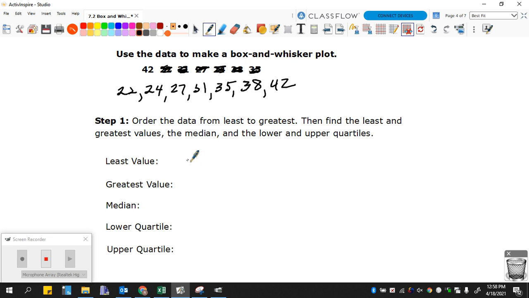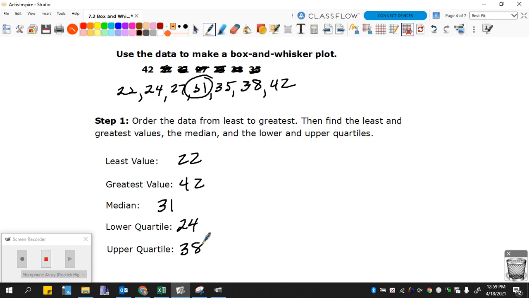Least value is 22. Greatest value is 42. The median, okay, we have 1, 2, 3, 4, 5, 6, 7. So we have 7. So it's only one number. Okay. So that would be 3 below and 3 above. So the median is 31. Okay. And a lower quartile, well, because we use the 31, we don't use it again, so we only have 3 down there. So the lower quartile is 24, and the upper quartile is 38.